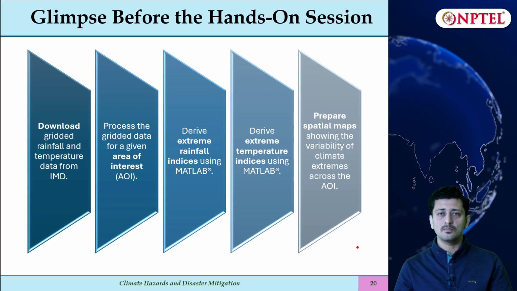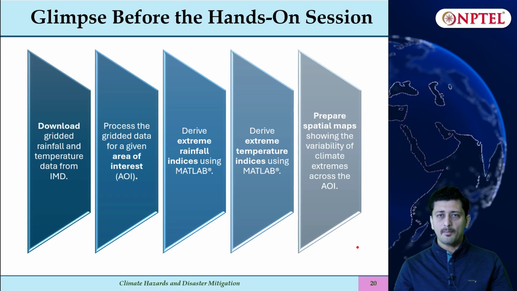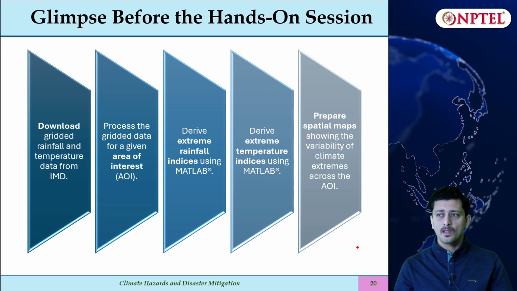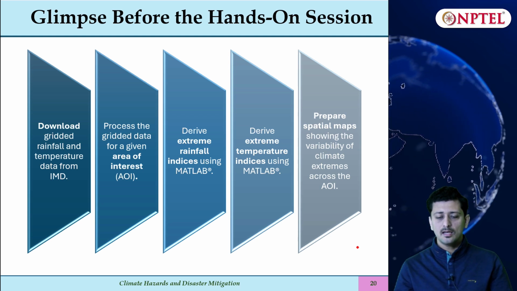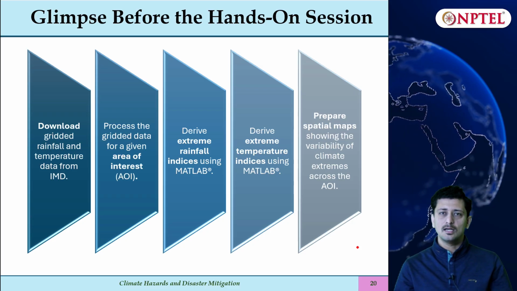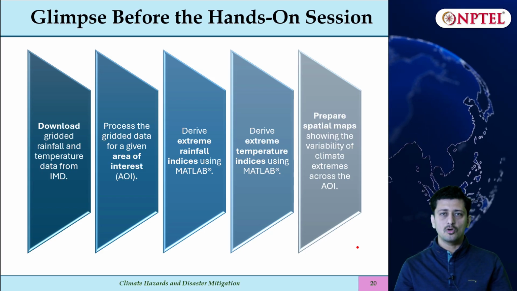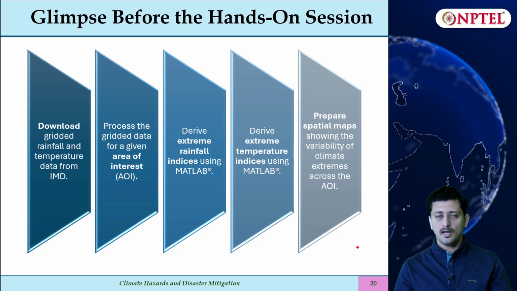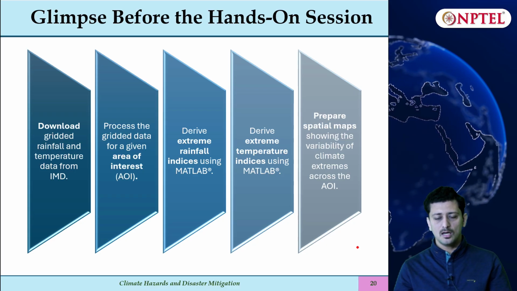Then we will derive some extreme rainfall indices, like PRCP, rainy days, maximum one-day rainfall, 95th percentile rainfall, R95P, and frequency of heavy rainfall or moderate rainfall. Some indices we can derive. Then similarly we can derive temperature based indices like maximum temperature, Tmax, Tmin, then DTR, diurnal temperature range, and T average. If we want to quantify heat wave frequency, then Tmax greater than or equal to 40, and cold wave frequency where Tmin is less than or equal to 10. So these things we will cover.